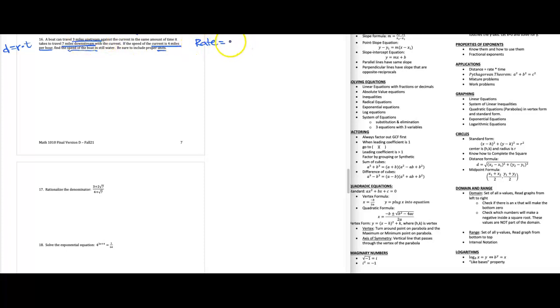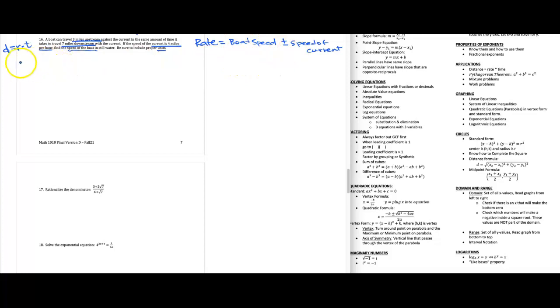So the rate is made up of the boat speed plus or minus the speed of the current. And it has to be in that order. You have to have your boat speed first and then your current speed second. Otherwise, if you had it the other way around, you might come up with a negative answer, and then you're like, how can the speed of a boat be negative? Well, you can't, so that would be a very bad situation for you.